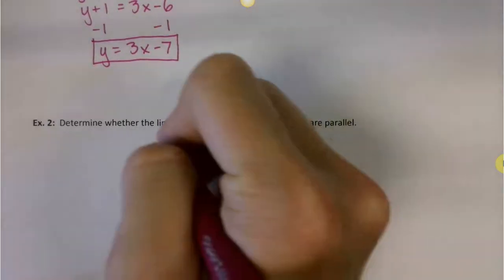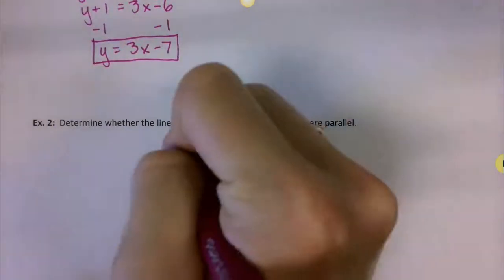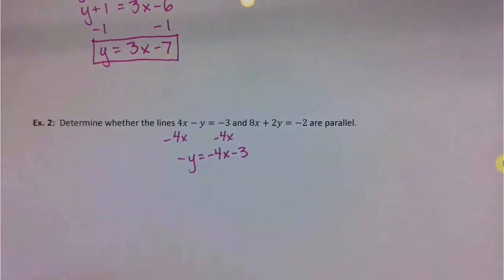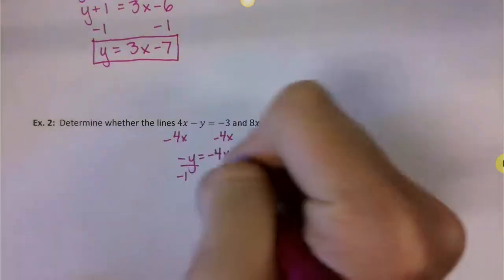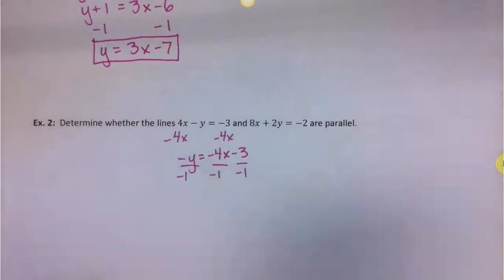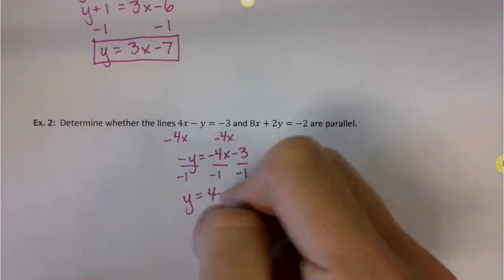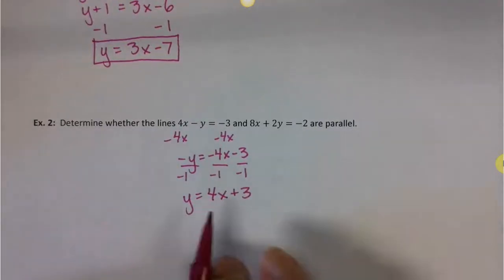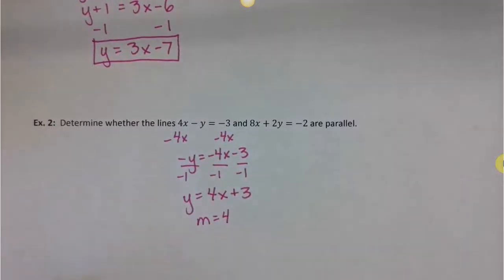So for this first one, we want to subtract the 4x from both sides, which gives us -y is equal to -4x minus 3. And then we need to get rid of the negative attached to the y by dividing it all the way across by -1. And we end up with y equals a positive 4x plus 3. And now that it's in slope-intercept form, we can recognize that the slope of this line is 4.